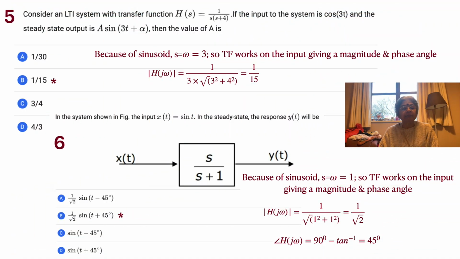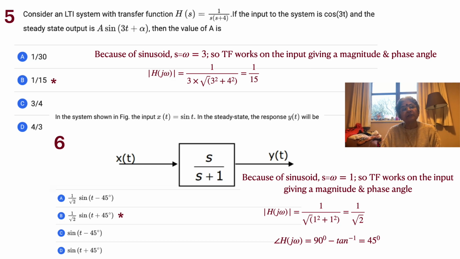Now let's move to the fifth problem, which is also a little different. It's a different way of viewing the problem. What is asked is, consider an LTI system with transfer function H(s). LTI is very important because it says that we get an impulse response H(s) equal to 1 by s plus 4. Let's read further, and let me give you another interpretation for this. If the input to the system is cos 3t, the input is sinusoidal, which means that now everything is going to work in terms of s equal to j omega.